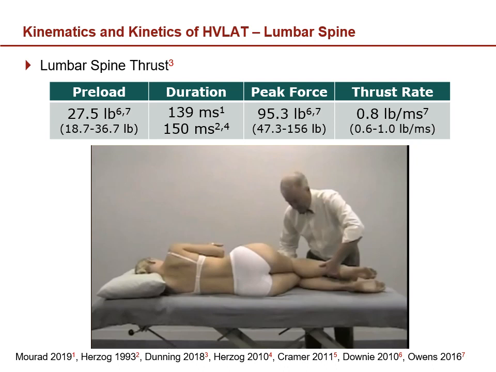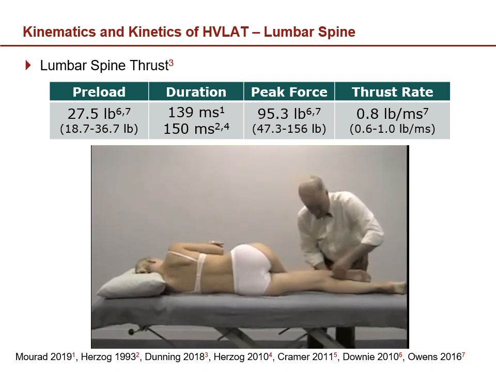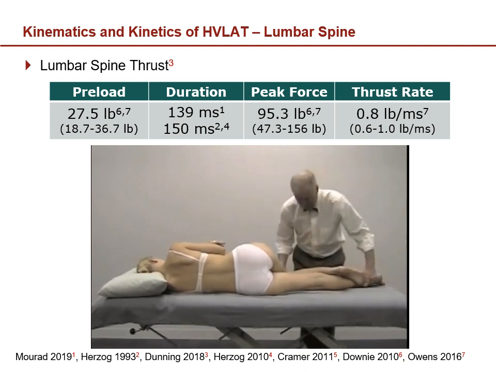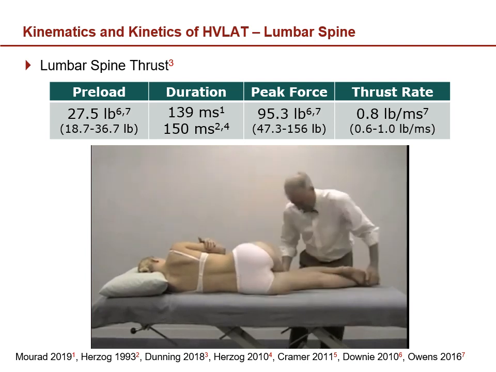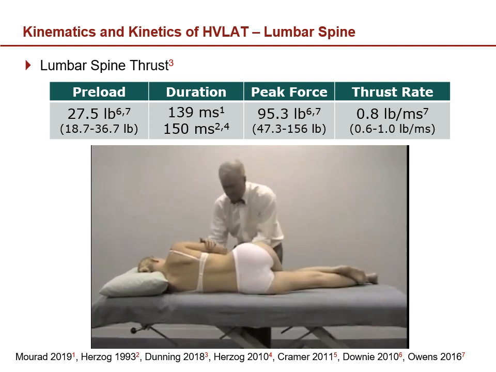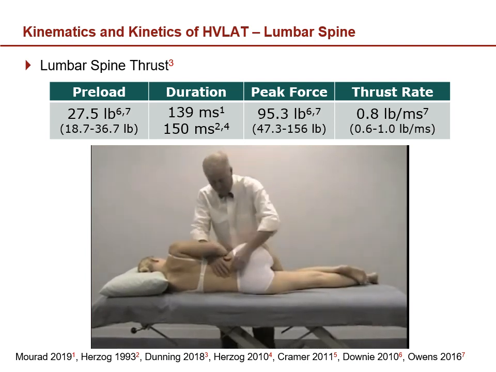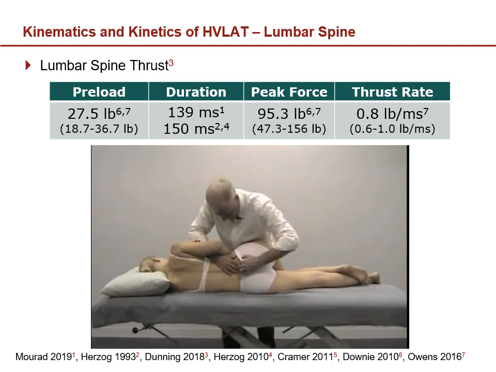Okay, so the preload force, the amount of force that is applied prior to the thrust, is about 27 pounds of force. The duration is between 139 and 150 milliseconds. The peak force that is applied is about 95 pounds of force. And then the thrust rate is 0.8 pounds per millisecond.